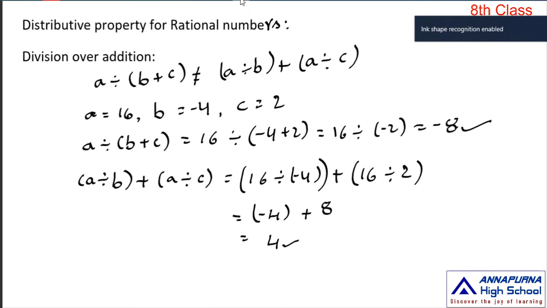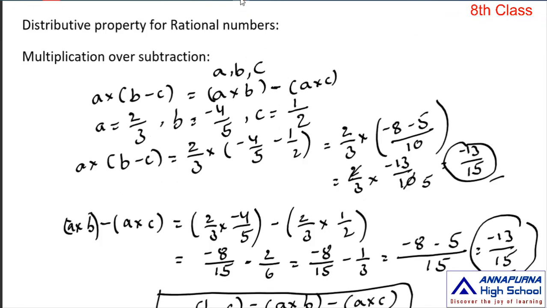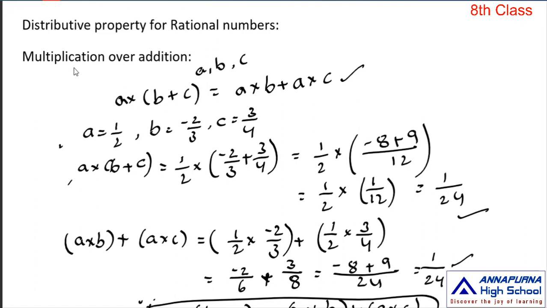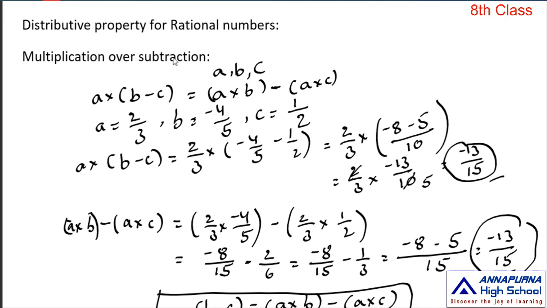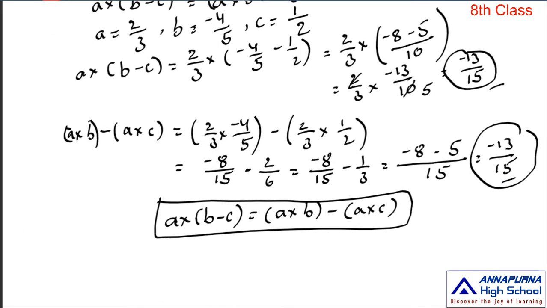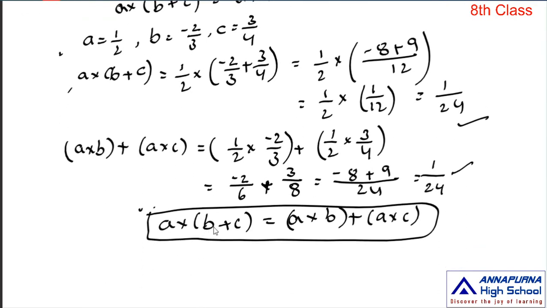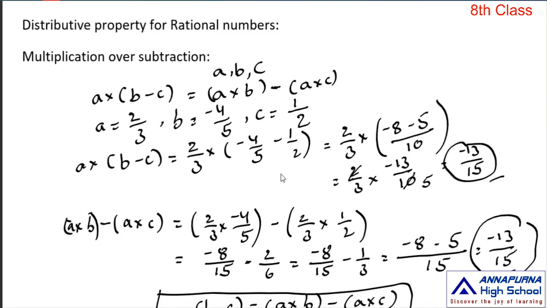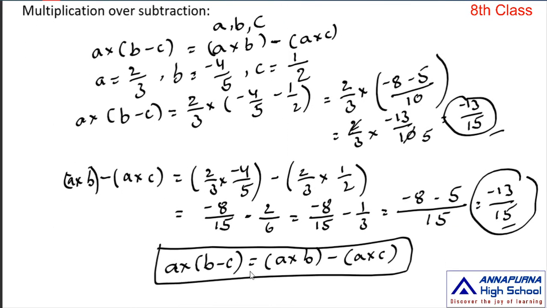Generally, this distributive property holds for numbers on multiplication over addition and multiplication over subtraction only. That means A into (B plus C) is equal to A into B plus A into C, and A into (B minus C) is equal to A into B minus A into C. So with this, we discussed all the properties: closure, commutative, associative and distributive.